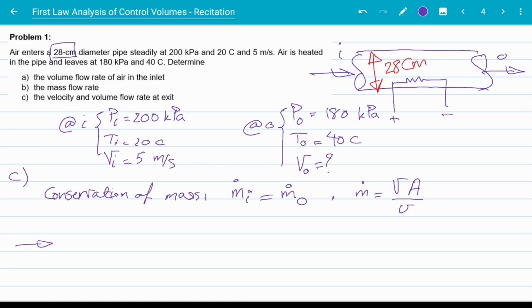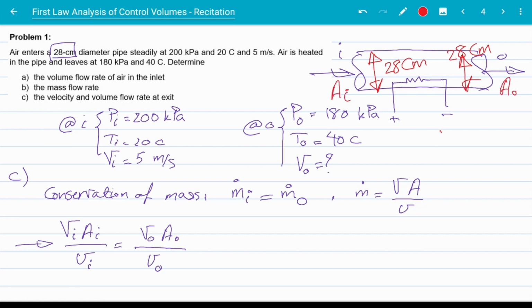I get velocity at the inlet times cross-section area of the inlet over specific volume of the inlet is equal to velocity of the outlet times cross-section area of the outlet over specific volume of the outlet. Now, the cross-section area of the pipe does not change. Area at the outlet and area at the inlet are the same because it's a pipe.